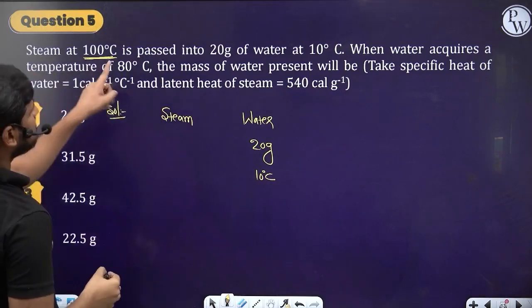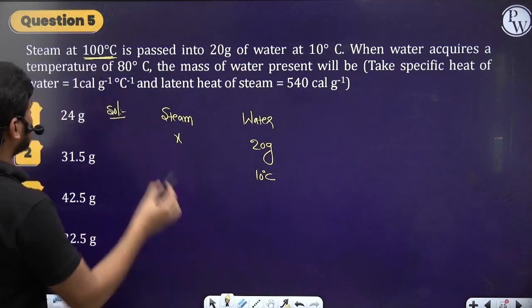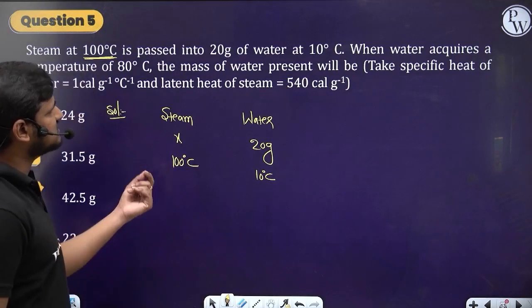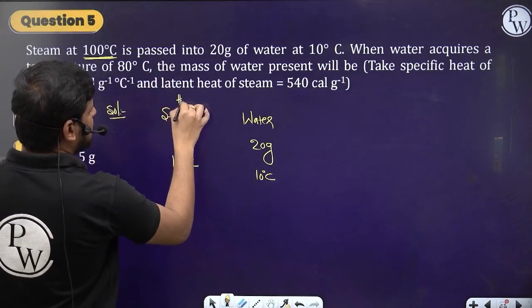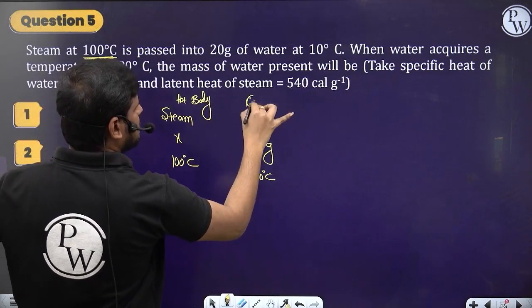So steam, we don't know what is the mass of the steam. Let the mass of the steam be X, which is at 100 degrees centigrade. So the steam is at 100 degrees centigrade. Here this will become the hot body and this is the cold body.